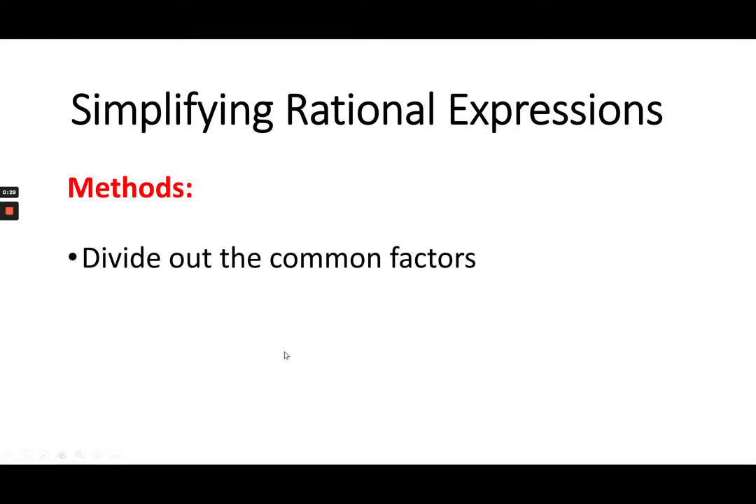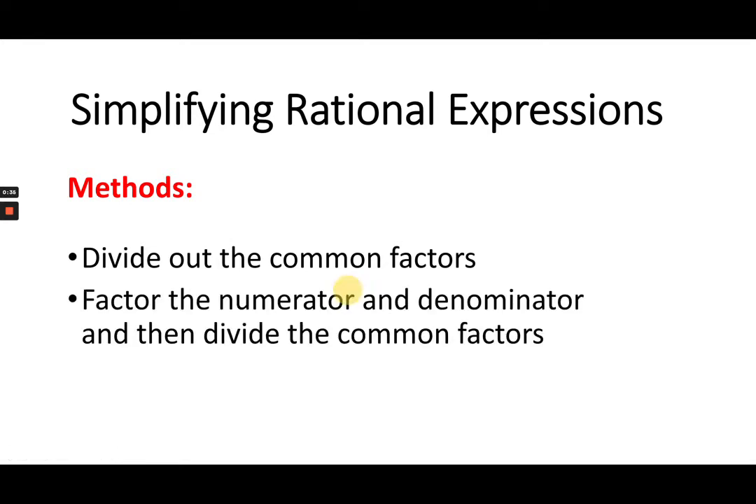The first case is just the direct dividing out the common factors, which is simple cancellation. Or it may be you need to factor the numerator and the denominator and then perform the dividing out the common factors, or cancelling the common factors from the numerator and denominator.